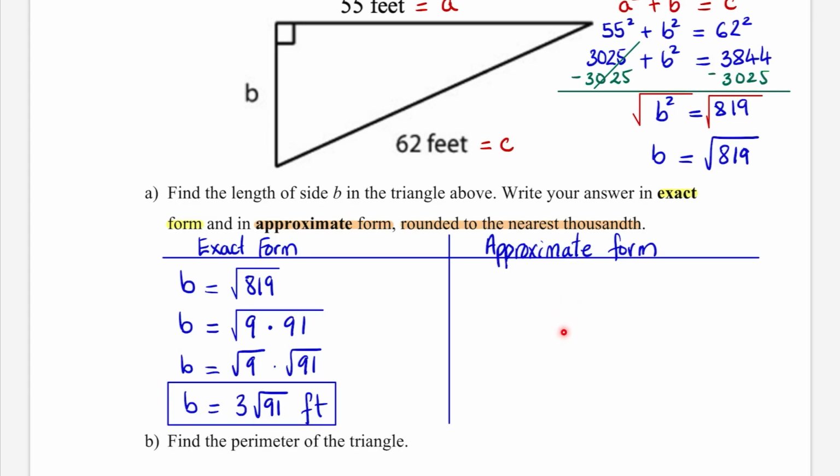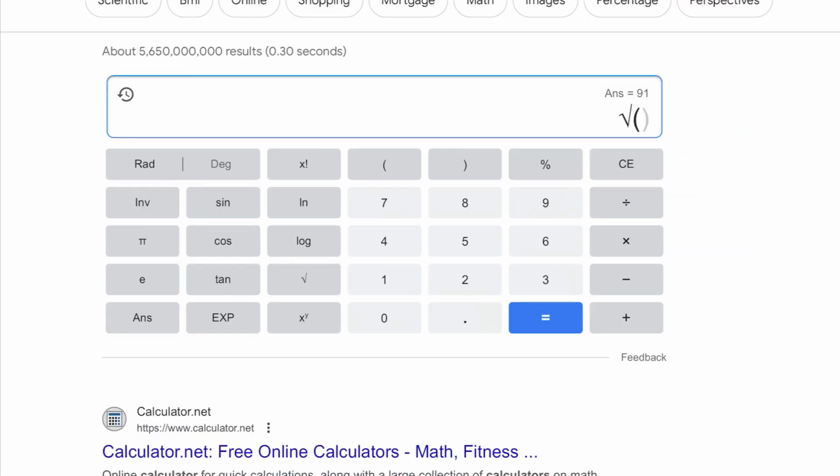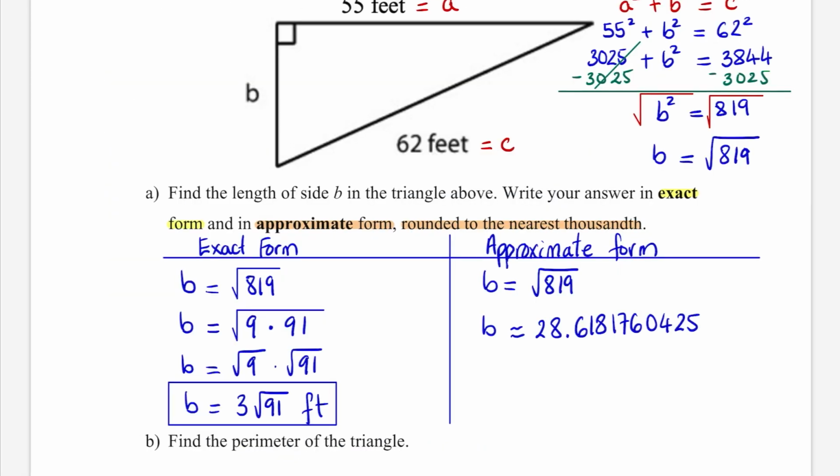Next, I want to write the answer in the approximate form. Remember, my answer is the same, square root of 819. In order to write the approximate form, I just need to put this in a calculator. I'll take square root of 819. This is my approximate form. So this is the approximate number that the calculator gave me.